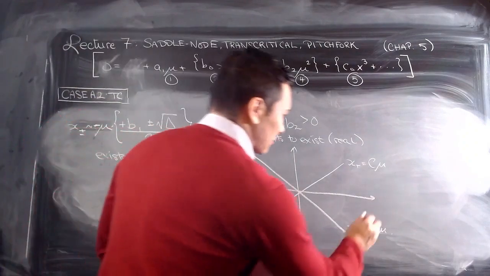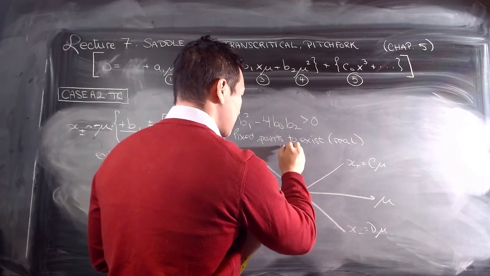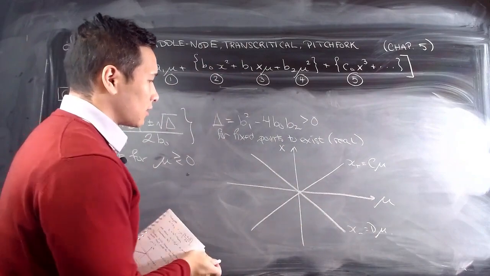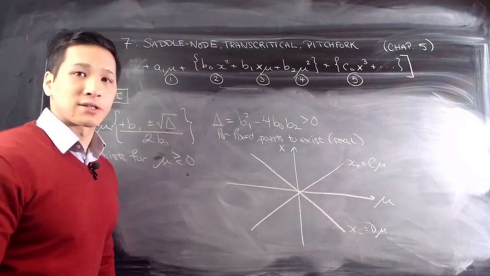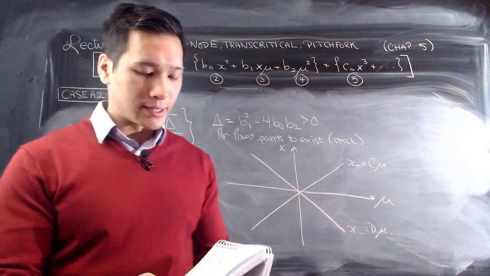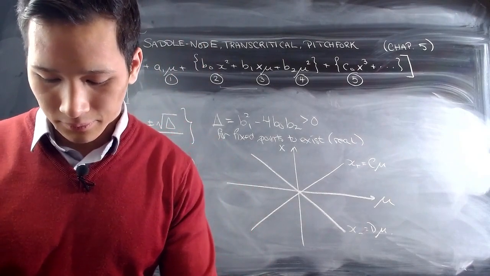Notice I've not shaded, and let me just plot the mu here and the x here. I've not shaded the lines here. I've left them solid because we haven't made a decision about stability.